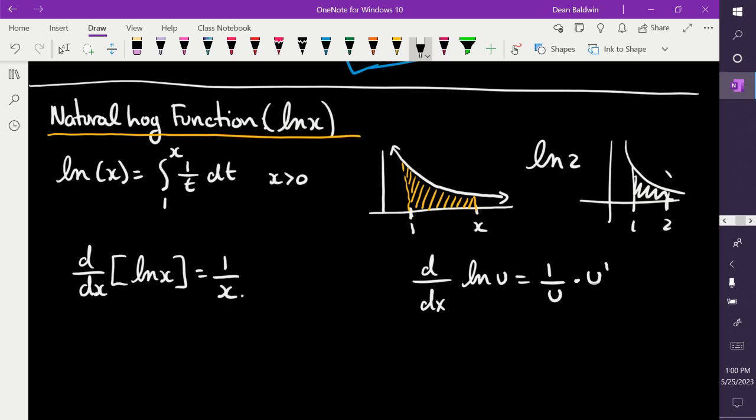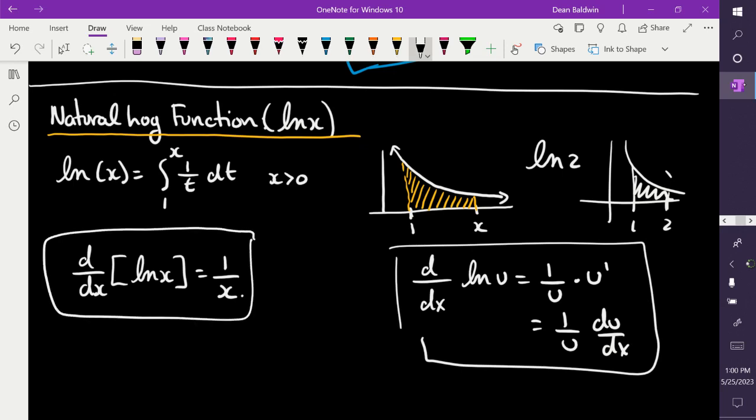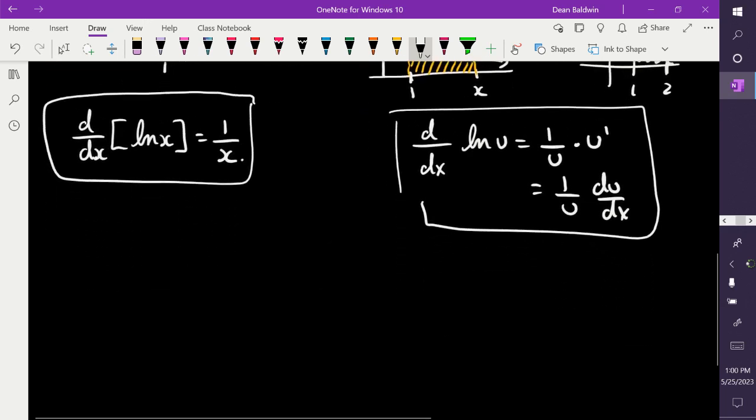times u prime, or du dx if you want to. You could write it like this: 1 over u du dx, because you have to use chain rule. If you know those 2 rules, you can do all the questions for the natural log. Okay? So we're going to practice this now. It's actually fairly straightforward.